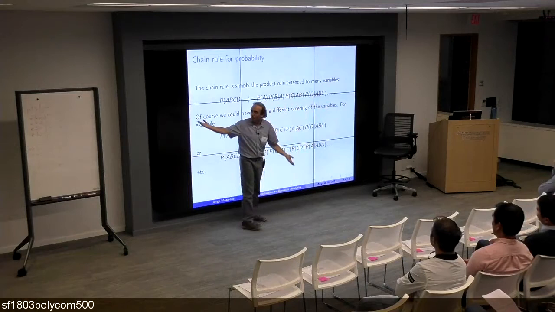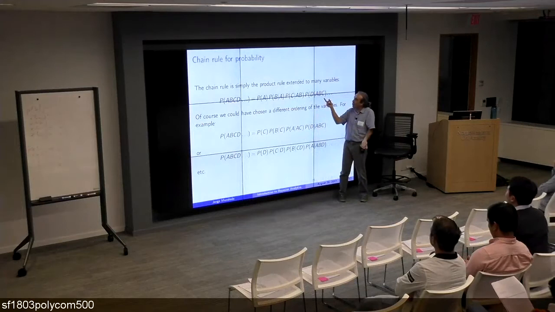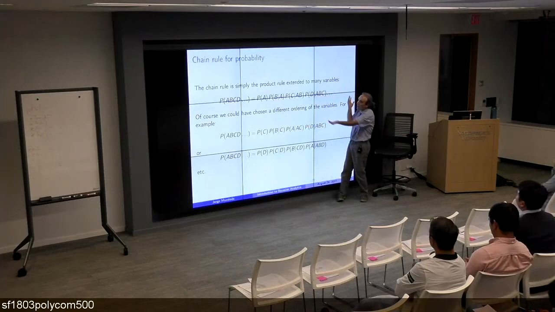I cannot fill in this table in any meaningful way, because many of these things on the right haven't actually happened. So how can I say what the probability of ABC is when I've never seen ABC, by the time I have a sufficiently large number of variables? So this was a good idea, but it doesn't quite work yet.